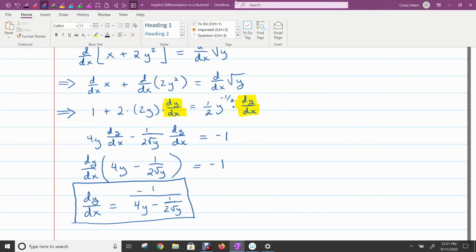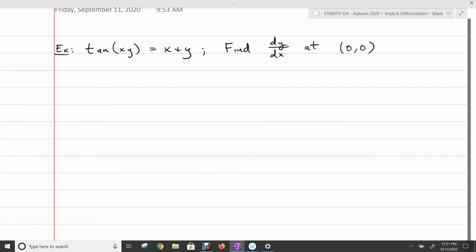Let's try another one. We've got tangent of x times y equals x plus y, and we want to find dy dx. This time we're specifying a point, the point 0, 0. Another way to write this, we could have written find dy dx, and we could put the vertical bar, and then we could put the ordered pair 0, 0 here.